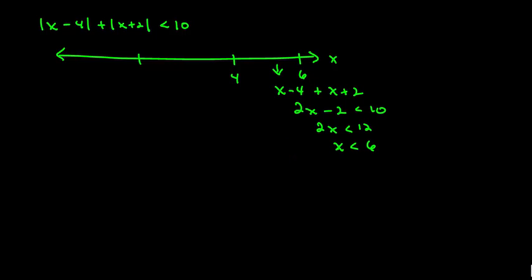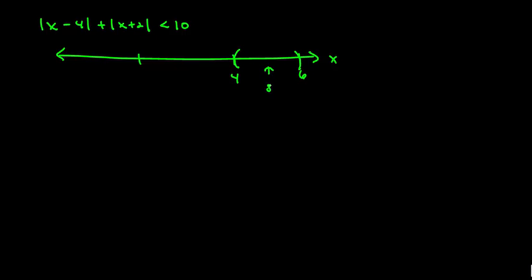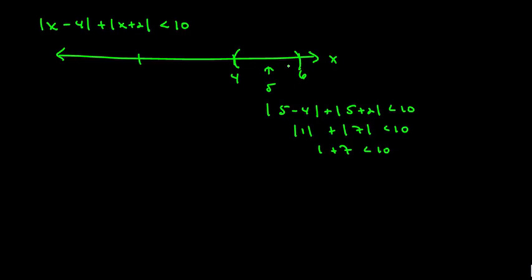So here's 6. Here's what I mean. If you grab any number between 4 and 6, anything on this interval, it'll work. For example, let's grab the number 5. Let's test this. This would be the absolute value of 5 minus 4 plus the absolute value of 5 plus 2. Let's check to make sure that that's less than 10. So this is the absolute value of 1, this is the absolute value of 7, and this is 1 plus 7, and that's clearly less than 10. So 5 works. In fact, you should pause the video and try another number on this range and see if it works. I guarantee you it will.